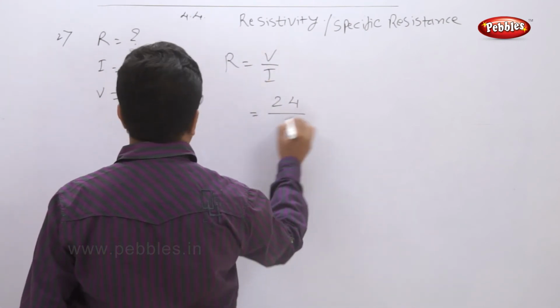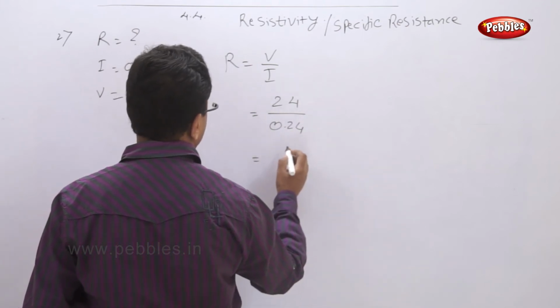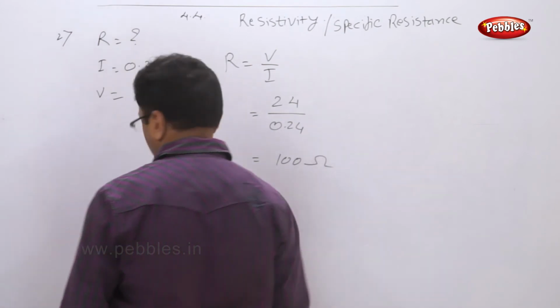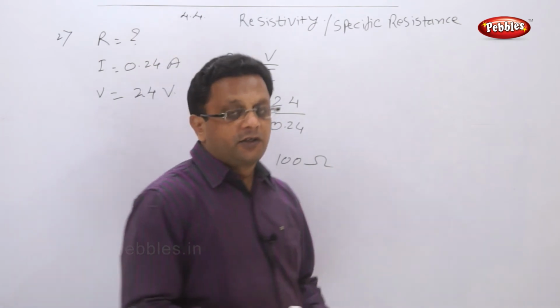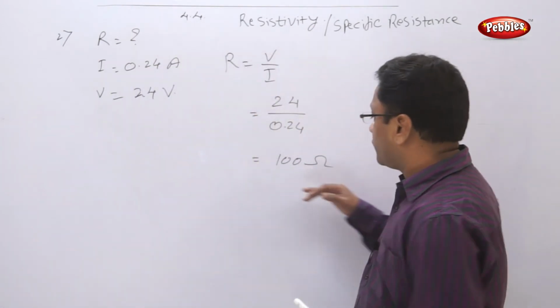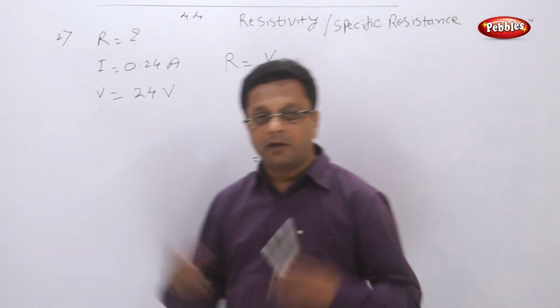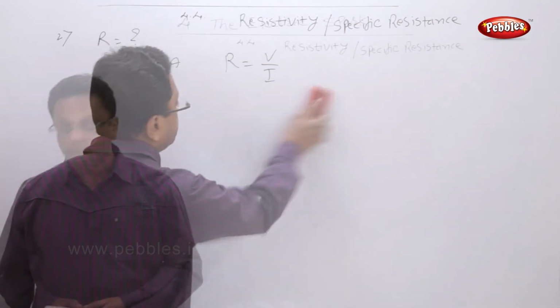So 24 upon 0.24 is equal to 100 ohm. You have to write the answer in the proper way: the resistance of the material is 100 ohms. This is direct substitution of the formula, nothing difficult in that. Let us see one more example.